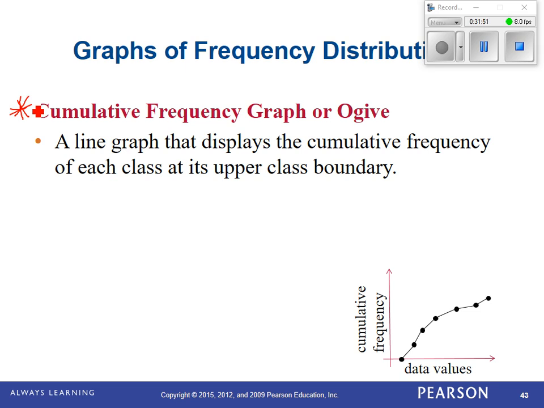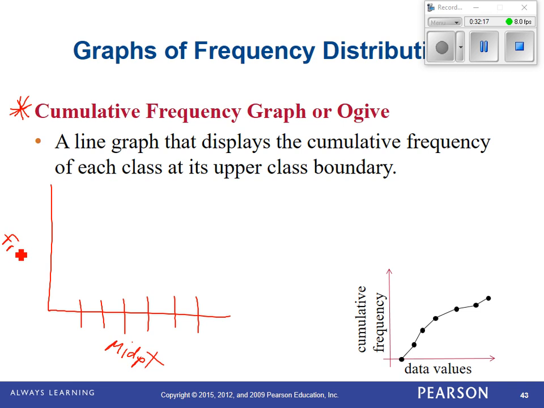Remember, cumulative frequency means how many of the items are from that number and lower. So still down here, you're going to have your midpoints. That's still going to be the same. Over here on the side, it's going to be frequency. But do I just need to go up to 10 now? What did all of my numbers go up to? How many total numbers did I have? 30. So now I need this to go up to 30.